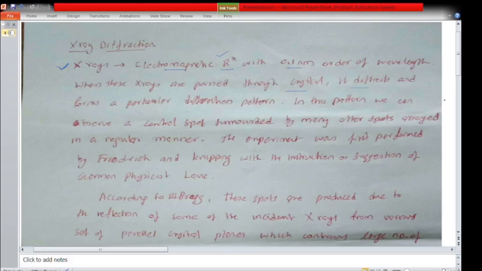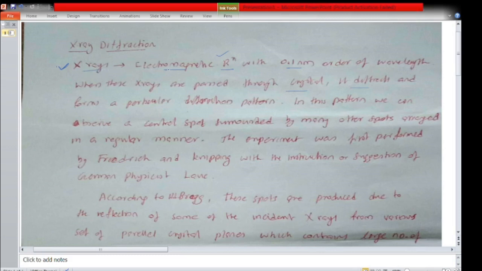Let us discuss X-ray diffraction. You might have heard of this X-ray diffraction in your course. So let us discuss some important points in this X-ray diffraction. So X-rays, what are X-rays?